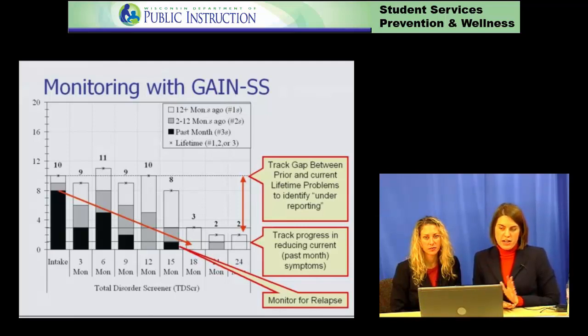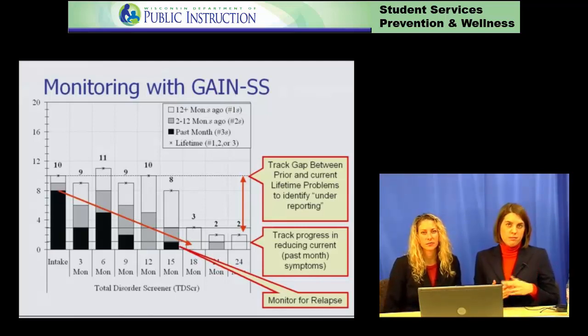You also can track a gap, if there is one, between their lifetime problems that they've reported over these months. That number should never go down. They may change whether it's past month or not, but if they had 10 problems at the beginning, they're still going to have had 10 problems by the time they get to the 24-month screener. So here you'll notice they went from reporting 10 problems to reporting only 2. Well, that lets you know maybe you need to do some follow-up with them because they're not quite processing what they've gone through in quite the way that you'd want.